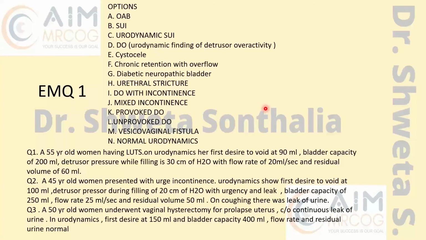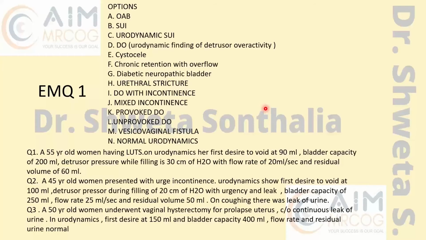And her flow rate is 20 mL per second. That's okay because the normal is more than 15, and the maximum will be 20 to 36. So 20 is acceptable. And her residual volume is 60. It's less than 100, so it's okay. So here she definitely has detrusor overactivity.